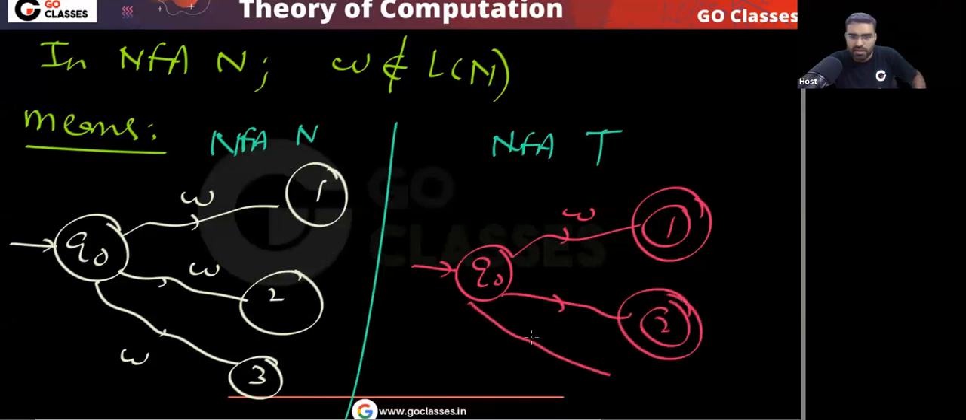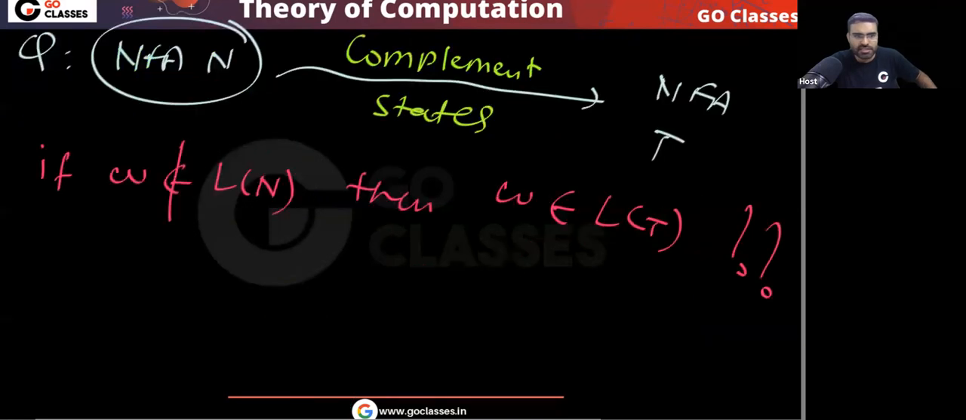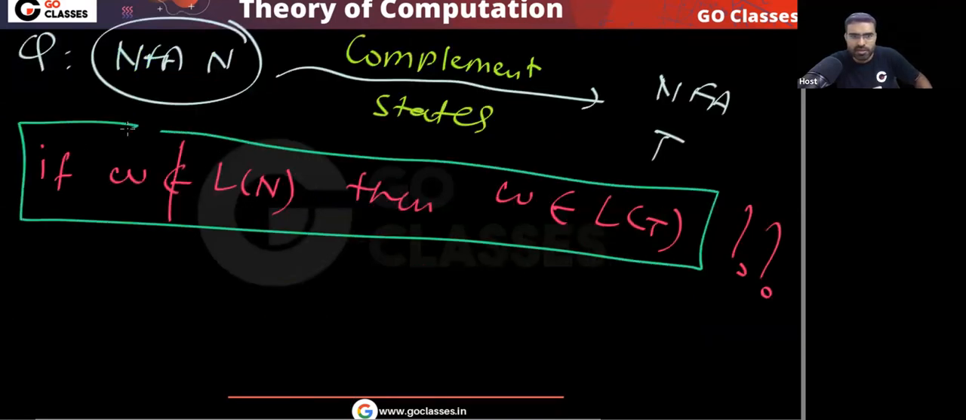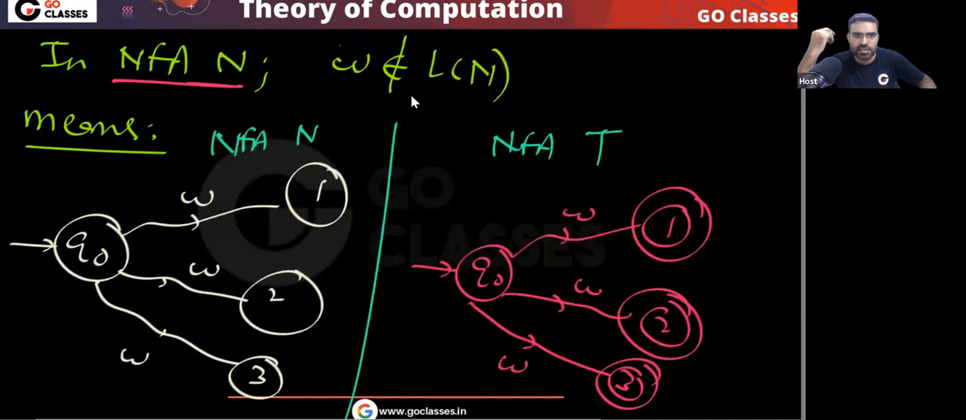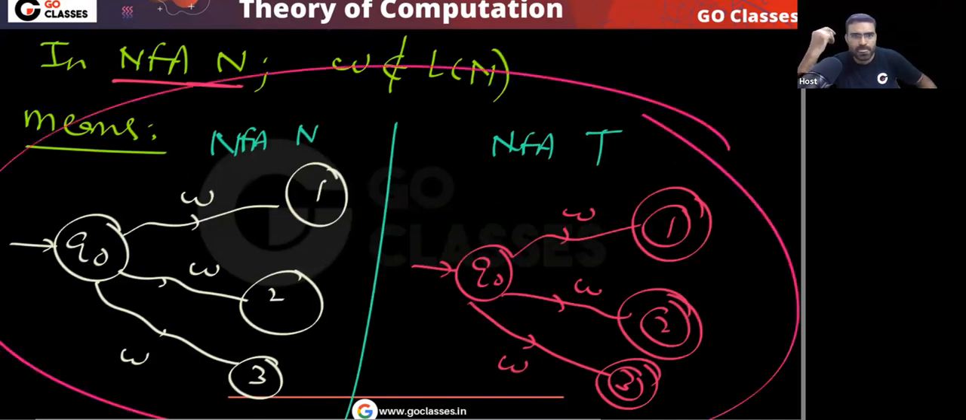So can I say that if NFA-N does not accept W, NFA-T will definitely accept W? Can I say this statement is true? Let me tell you, this statement is actually false. This statement is also false. But what is the problem? Is there anything wrong in this logic?